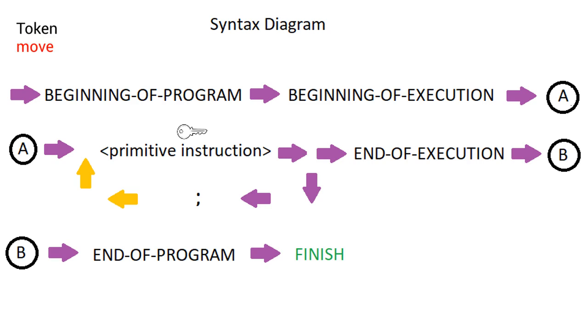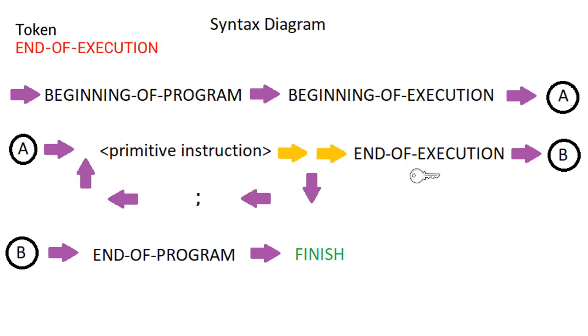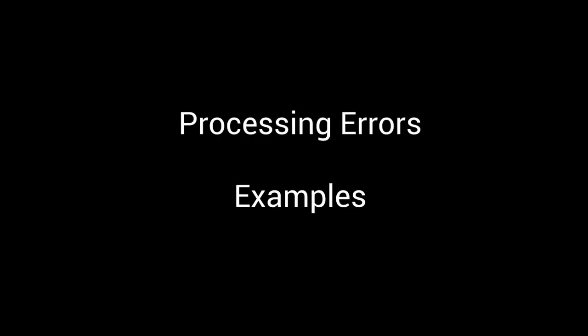Move. Move is a primitive instruction. Semicolon, match. Turn off. Turn off is a primitive instruction. End of execution, match. End of program, match. Success. Our last token unlocked the finish stage.